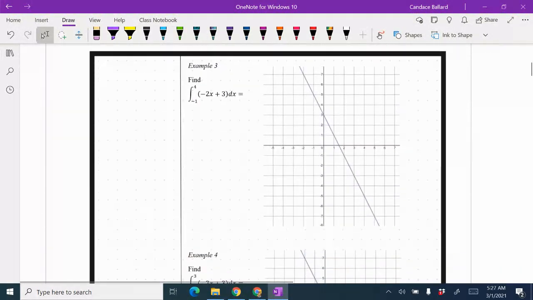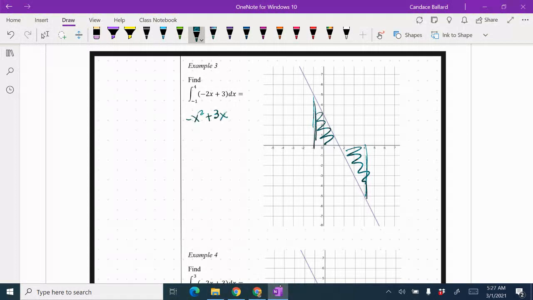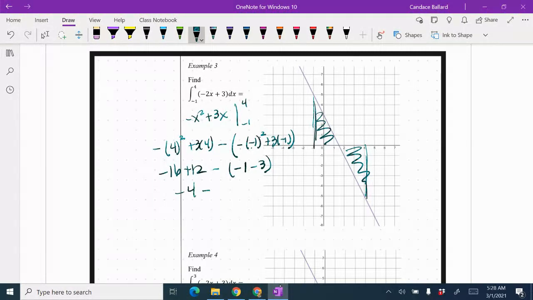Let's see if we can do one more of these. This one here, it looks like I'm going from negative 1 to positive 4. And notice there's a little bit above and a little bit below the axis this time. I still know that when I integrate this, I have negative x squared plus 3x, going from negative 1 to 4. So we plug in: negative 4 squared plus 3 times 4 minus parentheses negative 1 squared plus 3 times negative 1. So negative 4 squared ends up being negative 16 plus 12, minus, that negative 1 squared is going to be negative 1, and then minus 3. So we've got negative 4 minus negative 4. The double negative goes positive, and my answer is 0. Notice the triangle above and the triangle below look like the same area, but above it's positive and below it's negative.